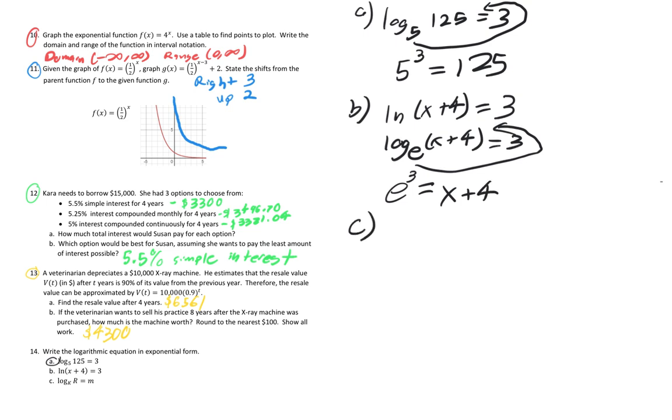Then part C, we're given log base k of r is equal to m. Same thing again. We want to do our little flip. We want to know k to the power of what gives us r, which is going to be our m value. So k to the power of m is going to leave us with r.